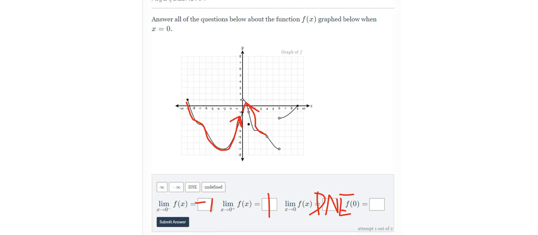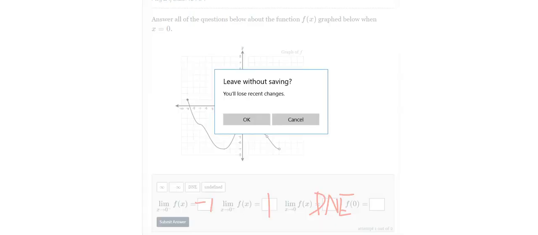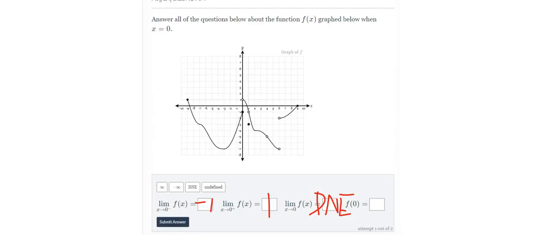So from the left we got negative 1, from the right we got positive 1. Those don't match, so it doesn't exist. Is there a y value at the x value 0? Is there a y value? There is. There's a closed dot right there. When the x value is 0, there's a closed dot on negative 1. So that is the exact y value that you get when you get to the 0 for the x.